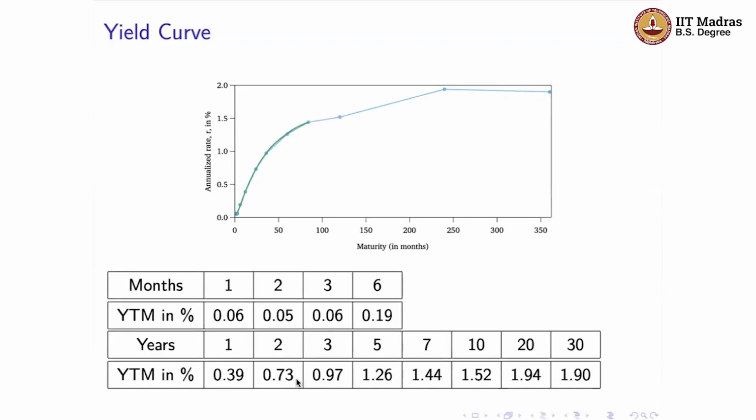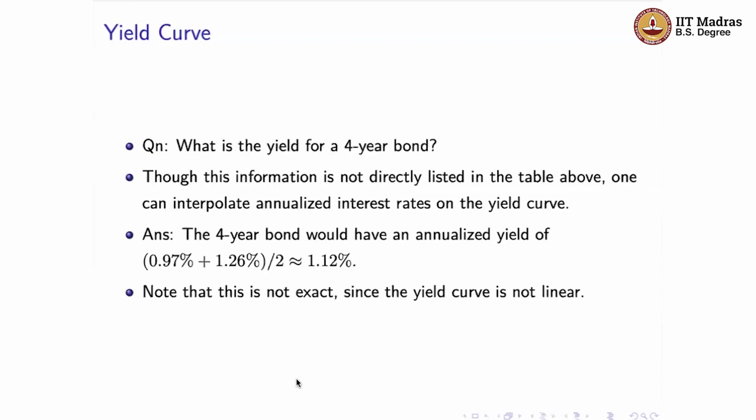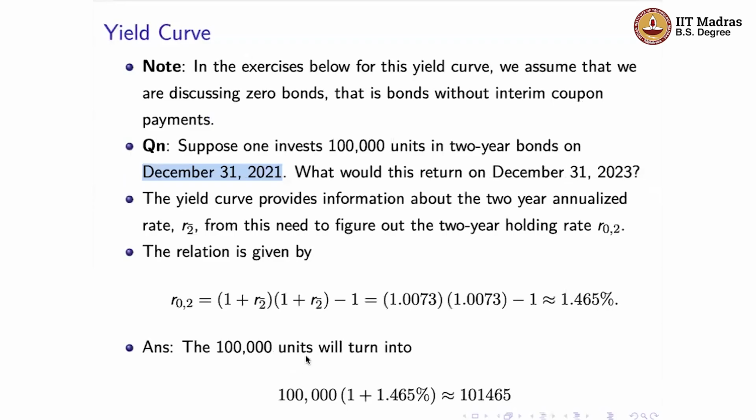Not directly. So we have to do an intermediate step, which is that we have to figure out a way to convert this into the 2-year holding rate. So let's understand how you do that. The 2-year holding rate, let's denote that by R02. This is basically saying what's the rate of return that you get if you have 1 unit of money today and you are investing it now and getting the money back after 2 years. So how do you do it?